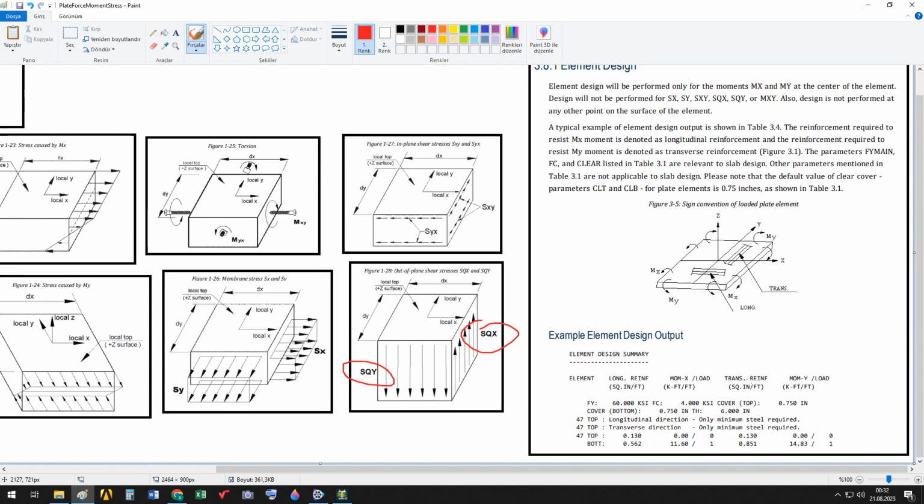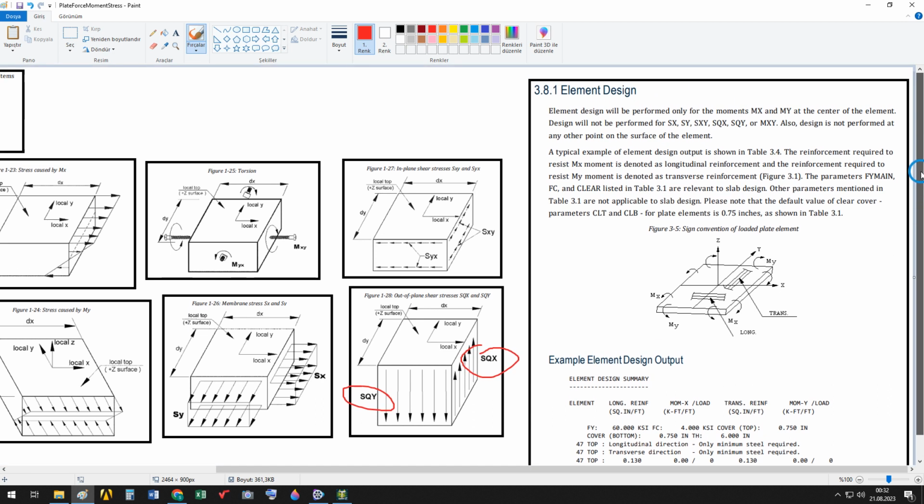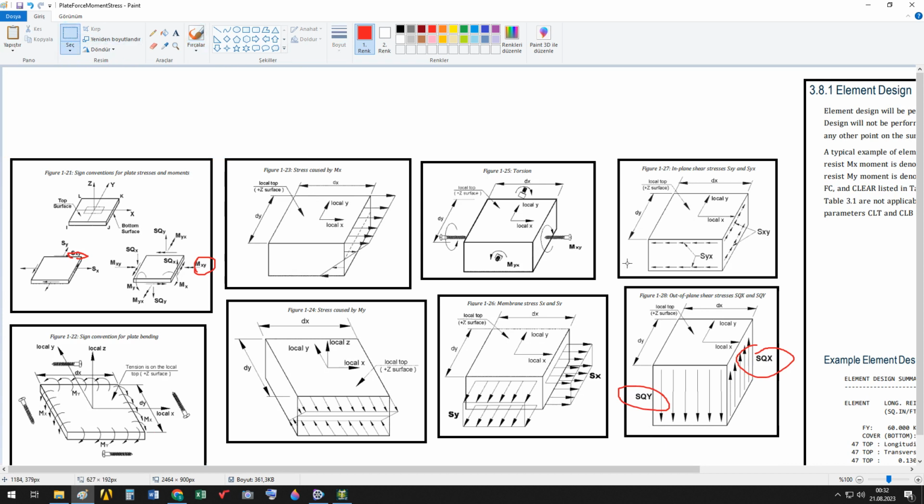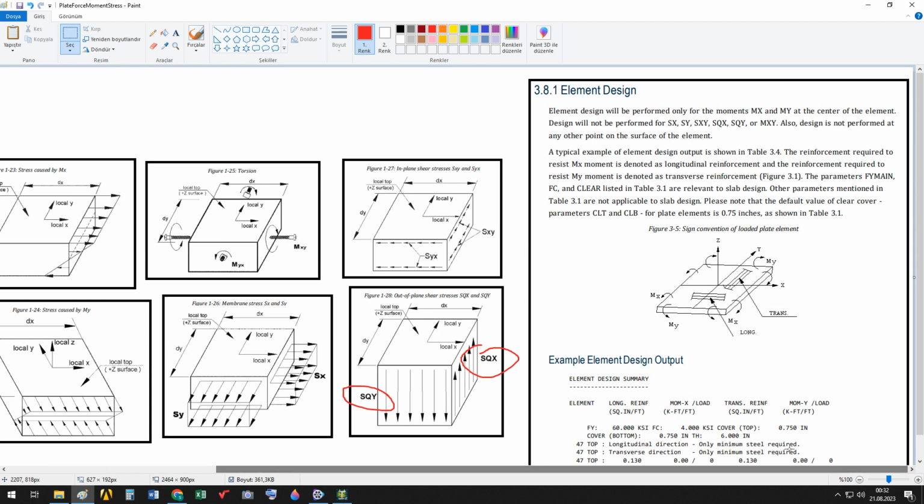Okay, here there are some explanations. You can read them. Element design will be perfect. I'm not sure about that. I have taken this, but here it is written for solid elements. Better erase this. Might not be valid for the plate element, only for solid element.